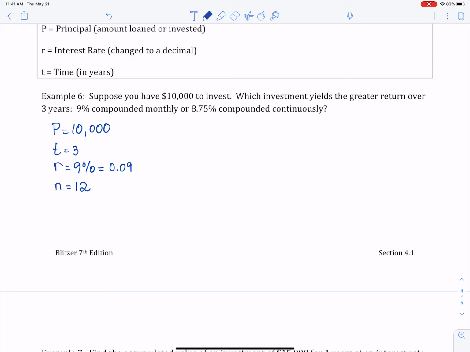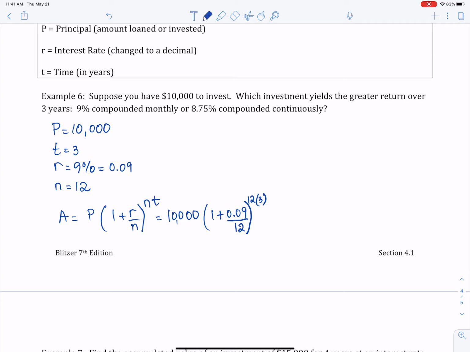And in that first situation, we're going to be using the formula A is equal to P times 1 plus r divided by n powered by n times t. So the principal times 1 plus the rate divided by 12 powered by 12 times 3. Now I'm going to use my calculator later on to calculate that. Let's see the second case.